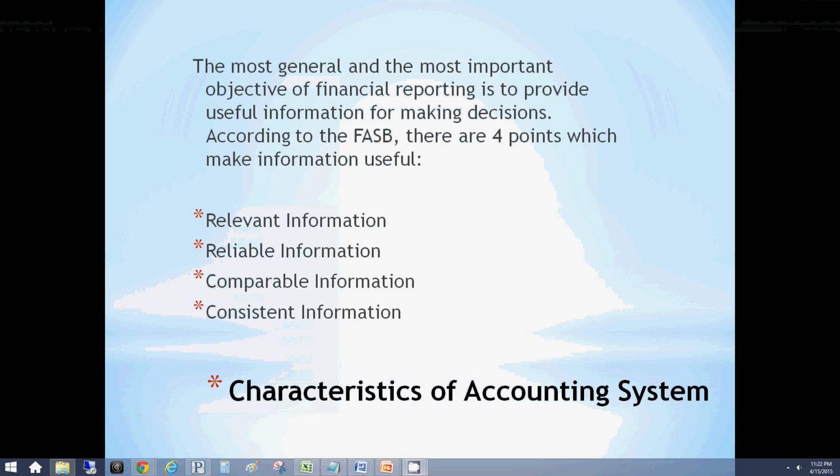So let's go back over the characteristics of an accounting system. The most general and the most important objectives of financial reporting is to provide useful information for making decisions. According to the FASB, there are 4 points which make information useful. It has to be relevant information, reliable information, comparable information, and consistent information.